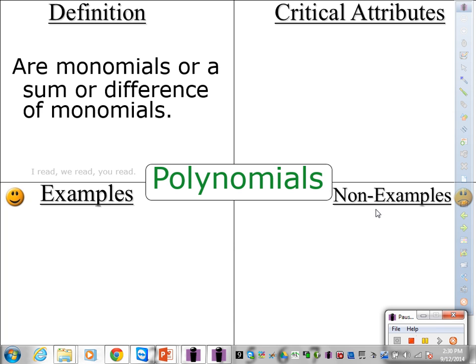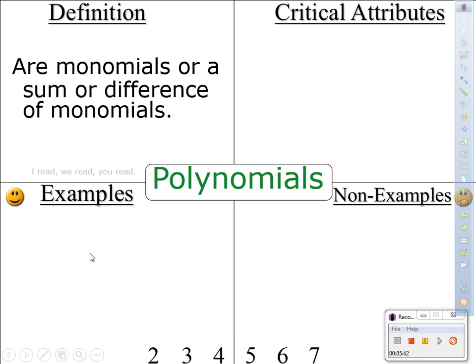If we look up, please. Pens down, eyes up here. It says, polynomials are monomials or sum or difference of monomials. So that means polynomials could be a monomial. Example, the first one is 2. 2 is a monomial, right? That is also called a polynomial. This next one, x squared. Pay attention, please. x squared is a monomial, yes? But it also is called a polynomial.